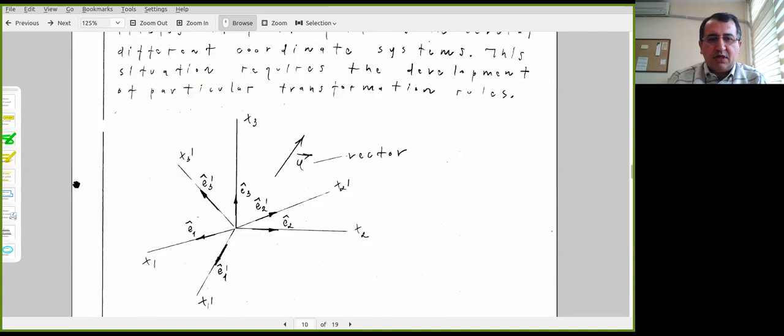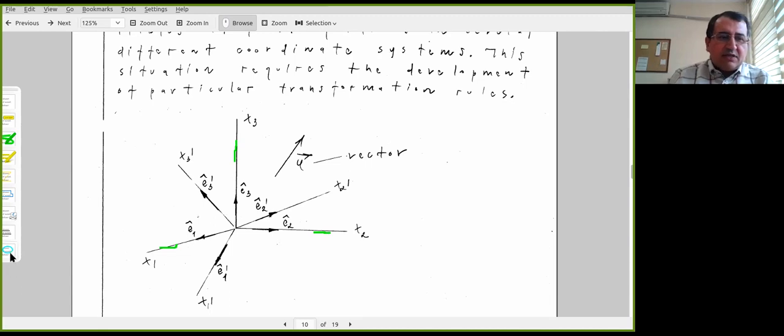That's coordinate transformation. This figure is representative of coordinate transformation. We have an original coordinate system, x1, x2, x3. This was our original coordinate system. These axes have the unit vectors e1 hat, e2 hat, and e3 hat.